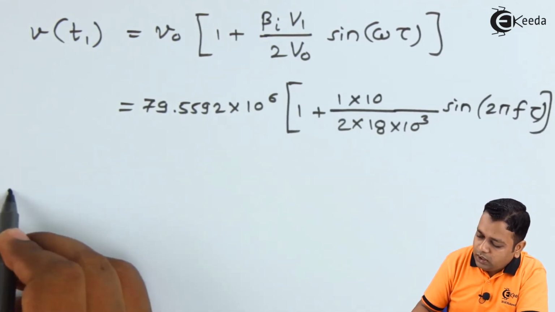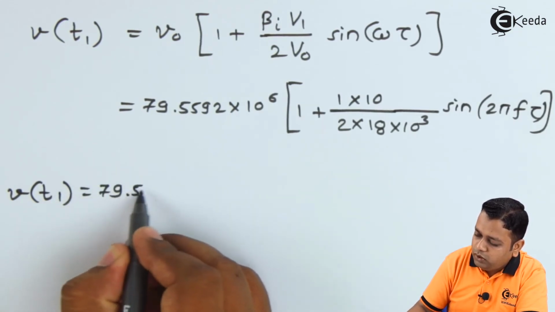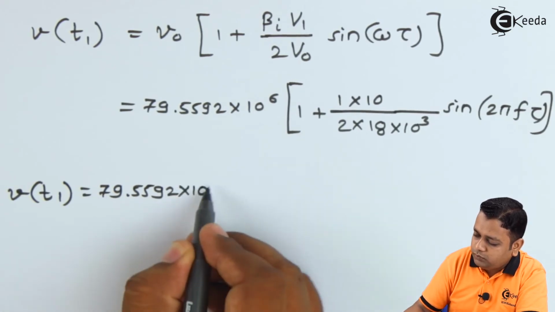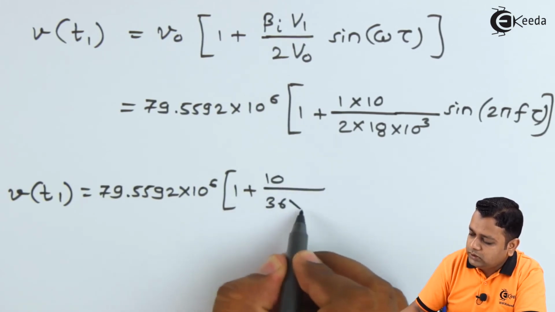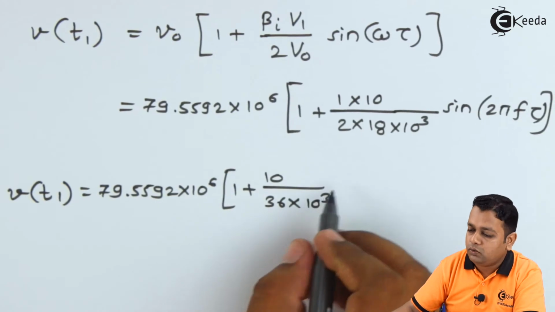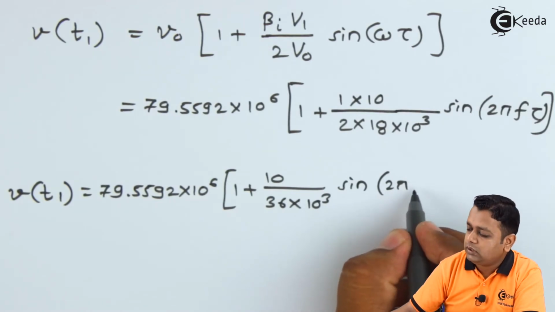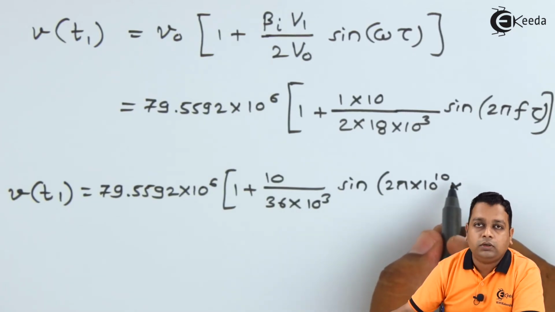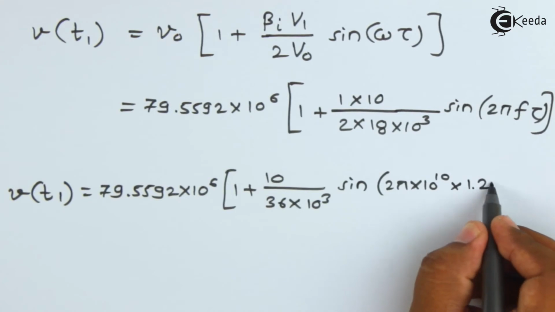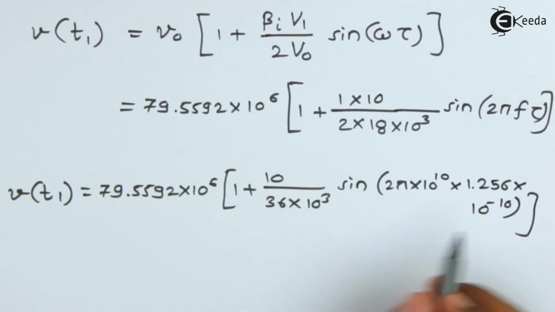So by the next step I make v(t1) is equal to 79.5592 × 10^6 in bracket 1 plus 10 divided by 36 × 10^3 into sine of, here it will be 2 pi into the frequency is 10 gigahertz, so 10 × 10^10 it will be, into the tau value that we have determined, 1.256 × 10^-10 here. So this completes the bracket. Therefore, by the next step we simplify it.